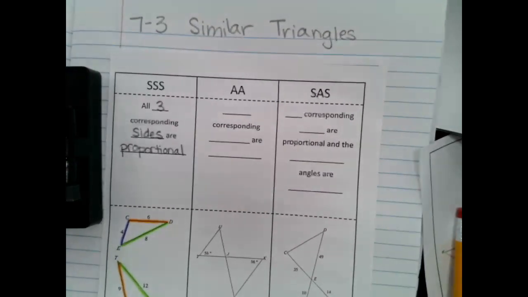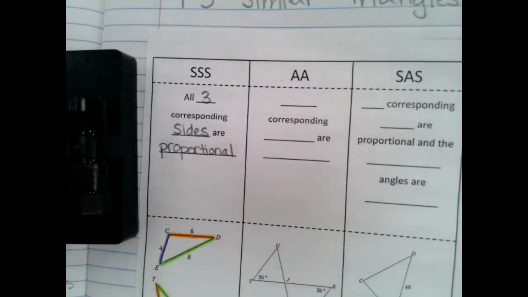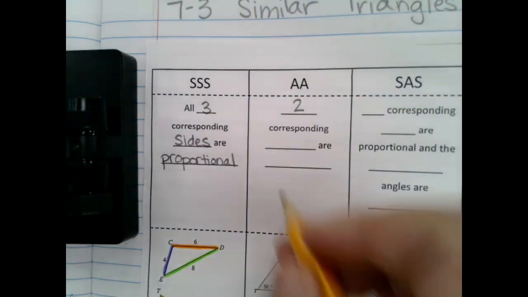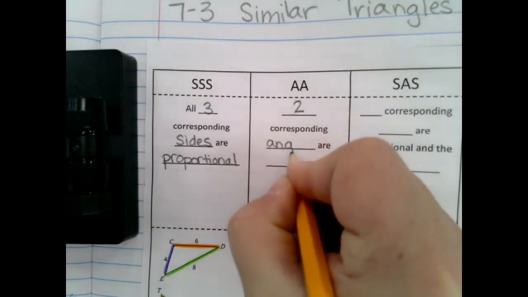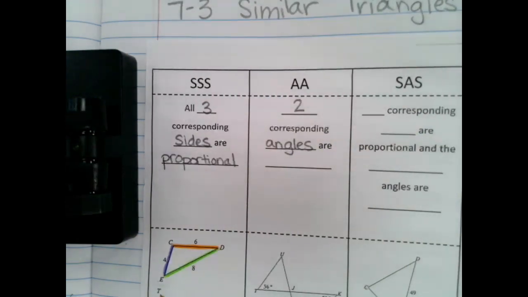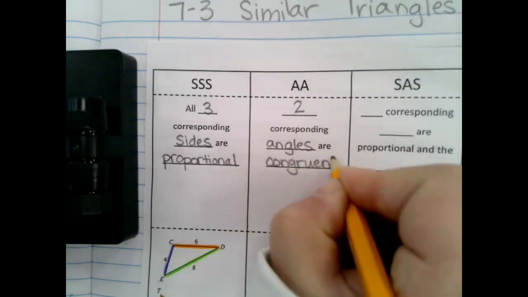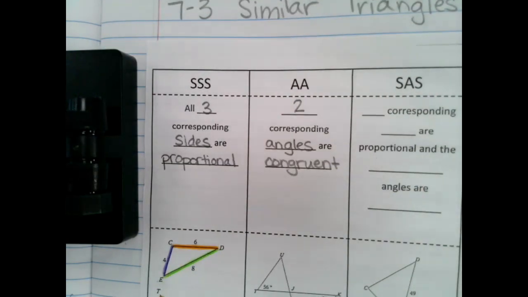All right, here we go with the next one. AA. AA is how many parts are we going to be comparing? 2. 2 corresponding what? Angles. And when we talk about angles, are angles proportional or are angles congruent? Congruent, yeah. Good, congruent. So we just need 2 corresponding angles that are congruent for AA.